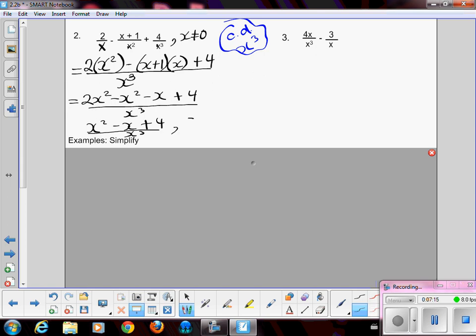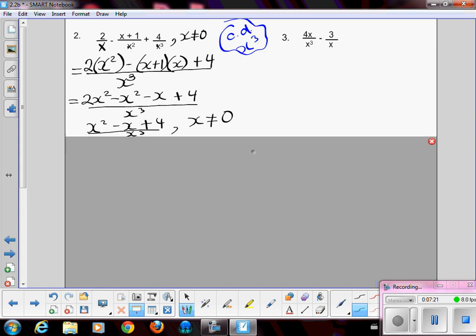And my x cannot equal 0. Now I know that I cannot factor that numerator. It looks like I could, but I can't find two numbers that multiply to 4 but add to give me 1. That's just impossible. Okay, so let's look at question number 3 now.